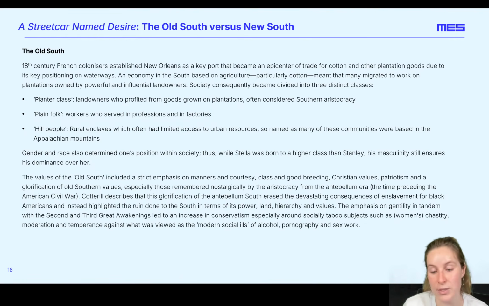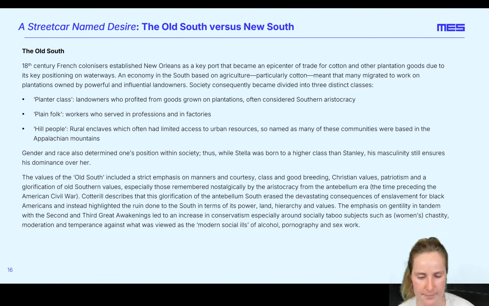Planter class, which is landowners who profited from goods grown on plantations, often considered southern aristocracy. So this would be Blanche and Stella's family. Plain folk, so workers who served in professions and in factories. This would be Stanley. And hill people, which was rural enclaves which often had limited access to urban resources, so named as many of these communities were based in the Appalachian Mountains. So these were people who weren't necessarily in the same dynamic, but were certainly ostracized to a certain extent in these class hierarchies.